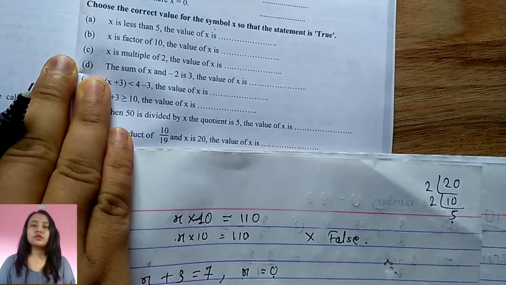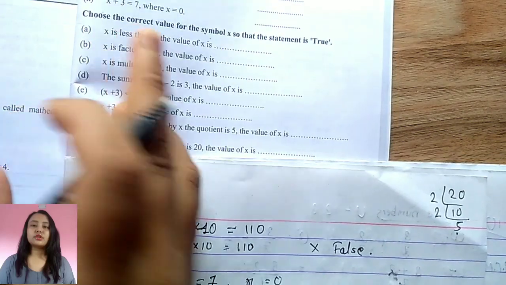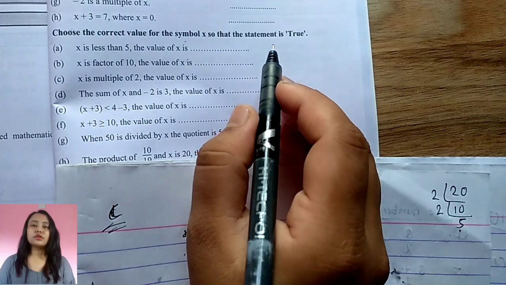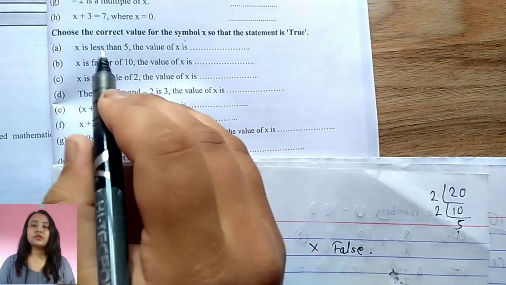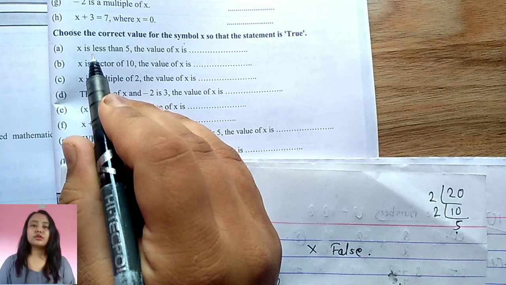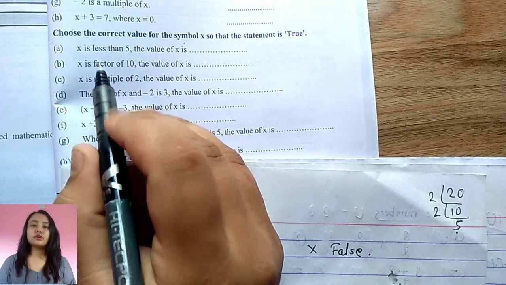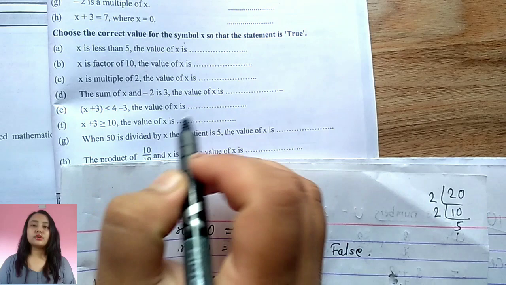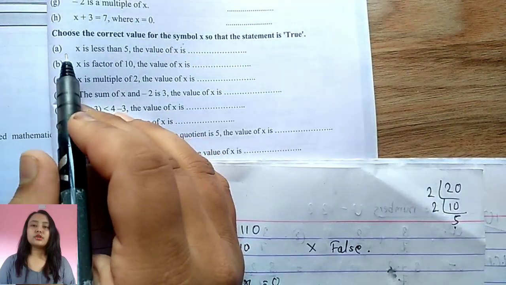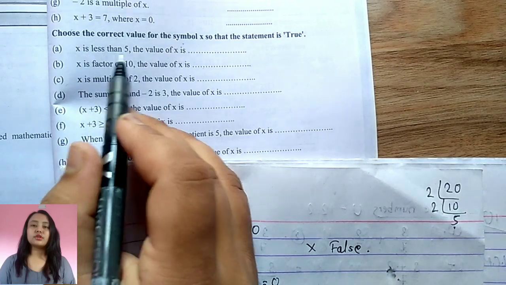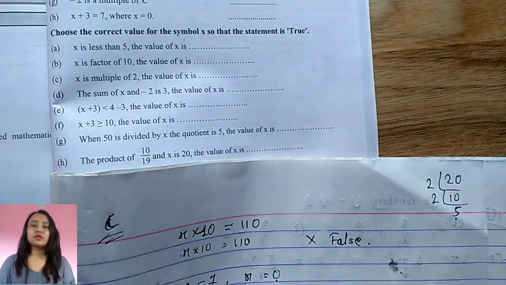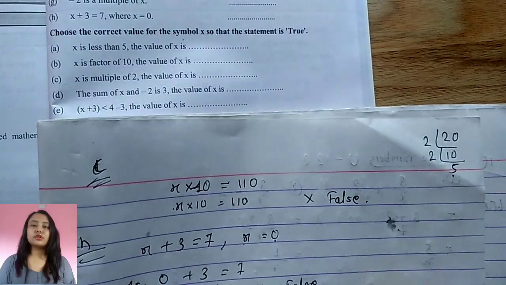Now let's take the example of question number 2, in which we choose the correct value for the symbol so that the statement is true. So now what we need to do? We need to find out the answer of all these questions. These statements are all true, and now we need to find out the value. Suppose the question is like x is less than 5. If x is less than 5, then what will be the value of x?